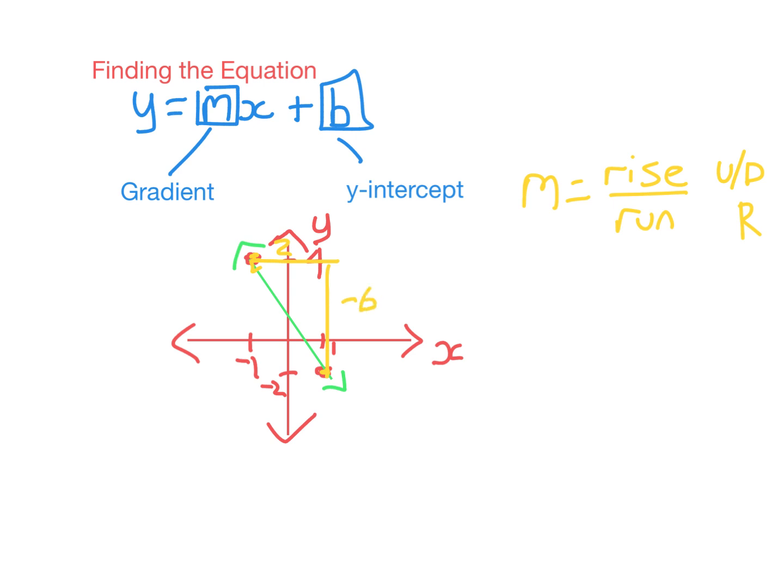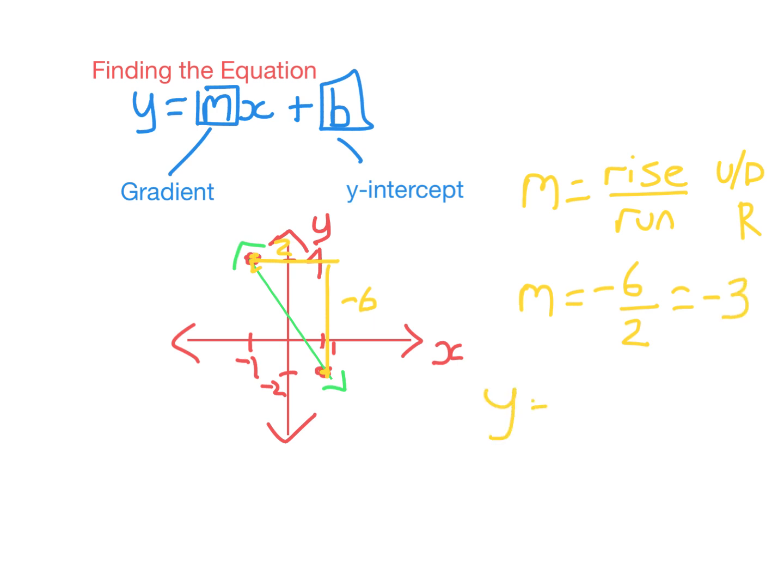So why is it 6? From -2 to 4 is 6 units. 4 subtract -2 is 6. Why did I put a minus here? Because as I said in the previous slide, when you're dealing with the gradient, if you go down, the gradient's negative. If we went across and up, the gradient would be positive. So the gradient here is actually -6 rise divided by run. -6 divided by 2 is -3.